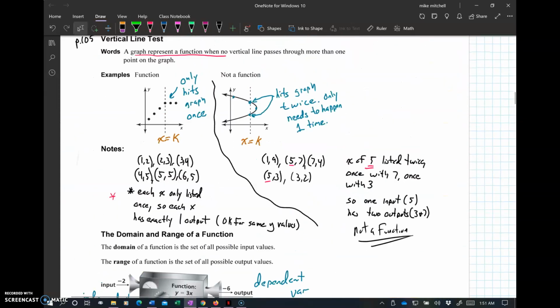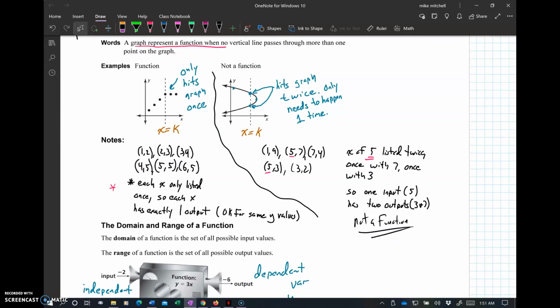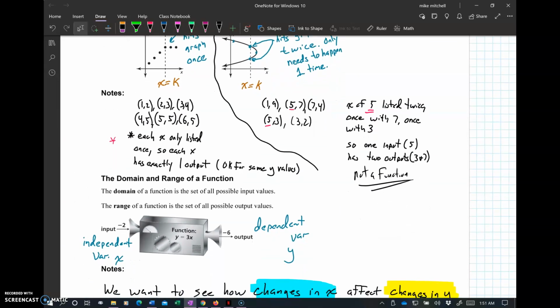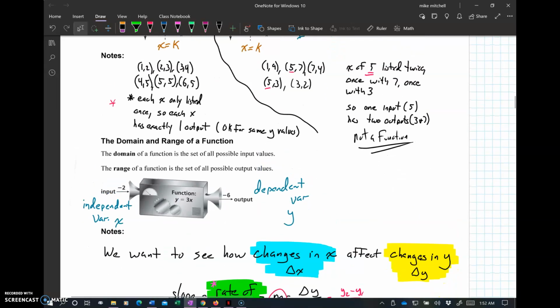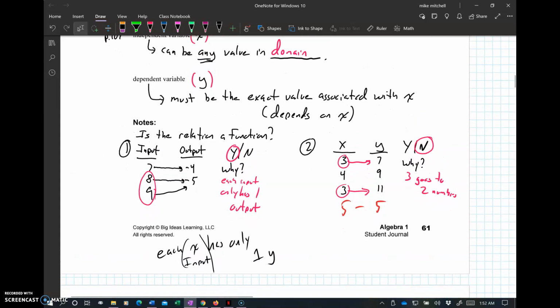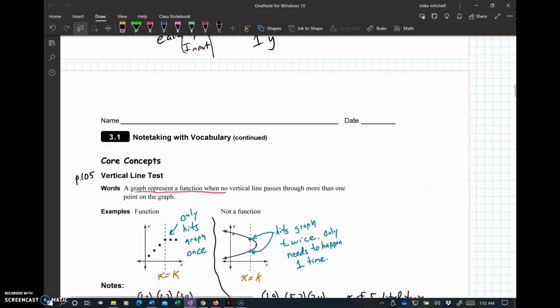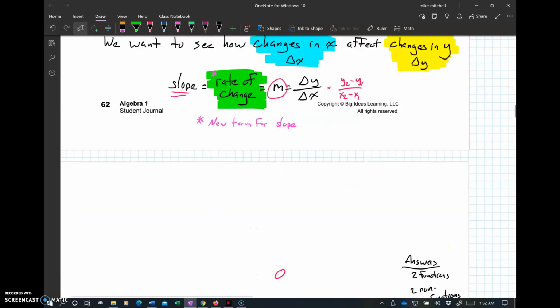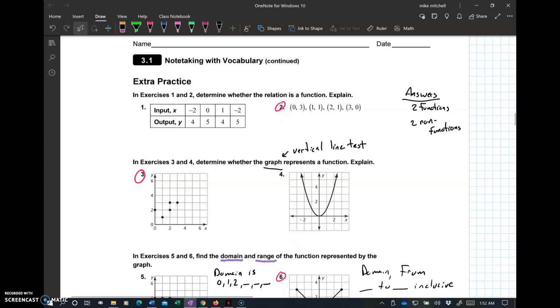So again, we've got the vertical line test. I mentioned each x is only listed once. If it's listed twice and it goes to two different numbers, it's not a function. Did we have anything else in here? Like the arrow thing too. So the arrow, like if 7 was going to two numbers, that wouldn't be a function. So we come down here.